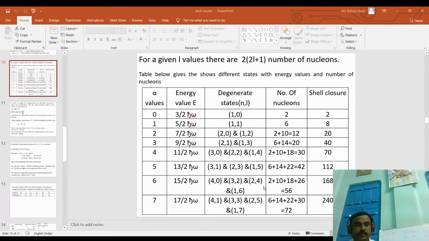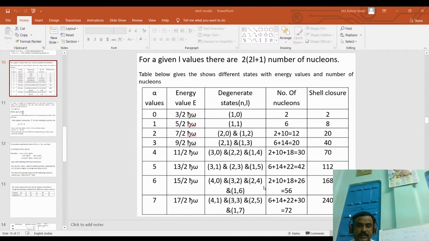Summing up each energy level, we form the closed shell structure, and we have counted the number of nucleons at shell closure. We have seen that the first three numbers, 2, 8, 20, agree well with the magic numbers, but the other shell closure numbers, say 40, 70, 112, 168, 240, are not the magic numbers. So there was a discrepancy in this model.